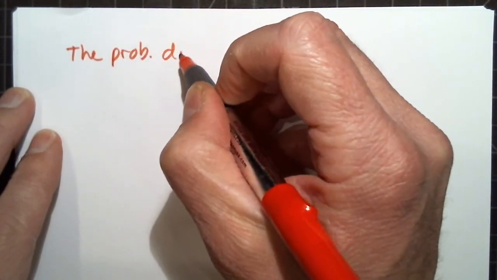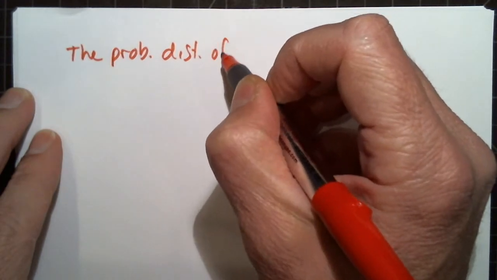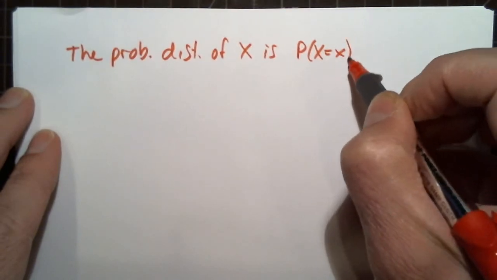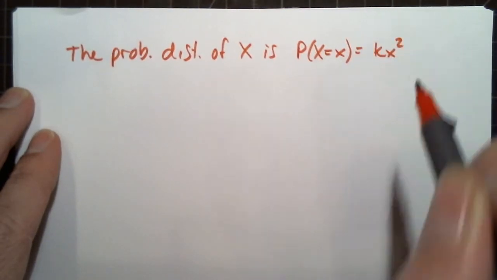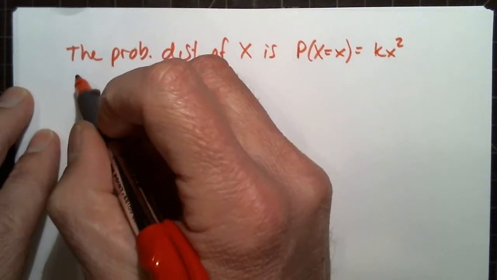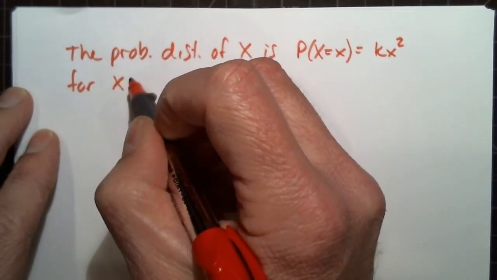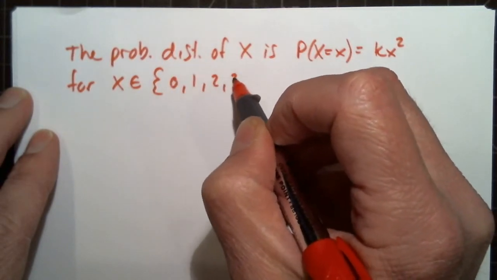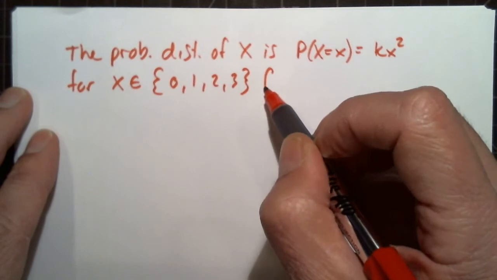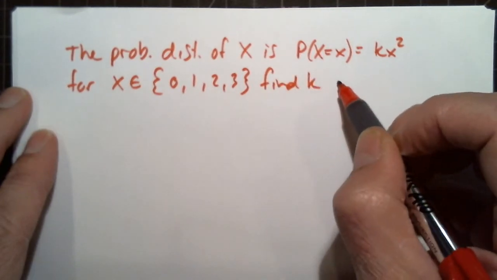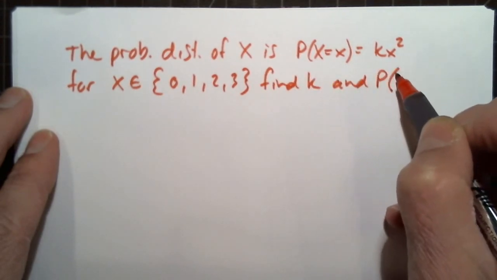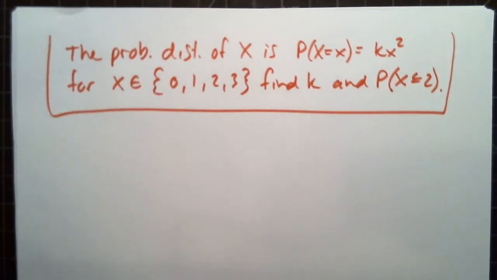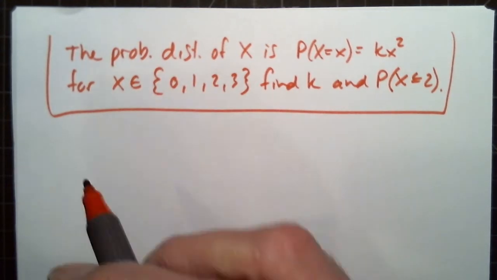The probability distribution of x is kx squared. All right, pause the video and try that one.